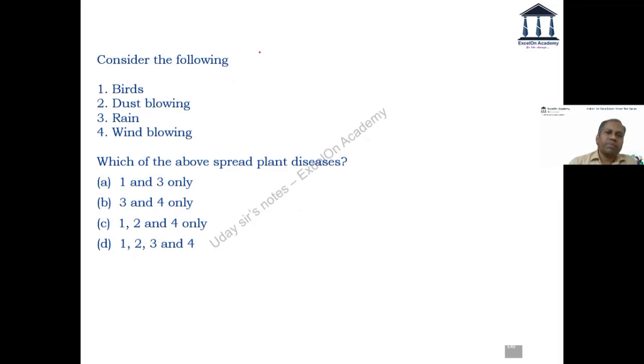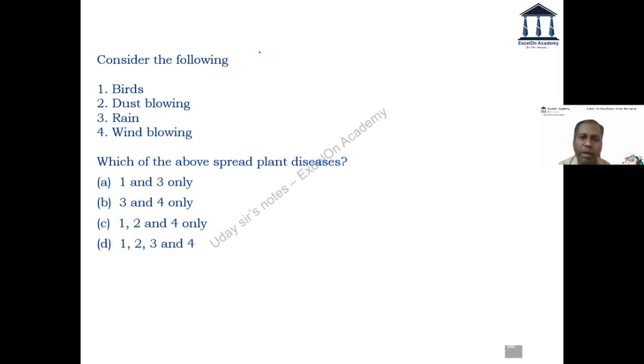Consider the following. Which of the above spread plant diseases? So this is again the 10% of environment basics, because I don't think this is biodiversity. This is definitely not pollution and climate change. So 10% may, what is the logic that you will apply, guys? Which of the above, ideally it should have been, can spread plant diseases?